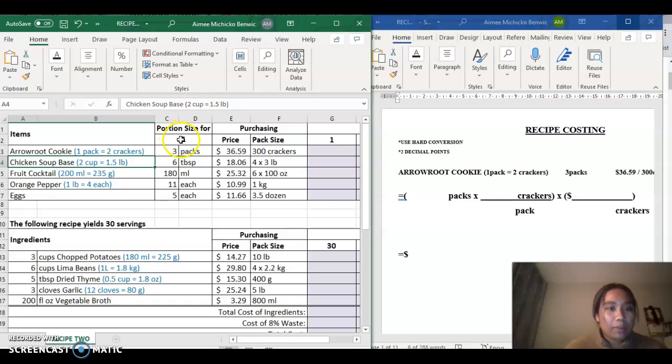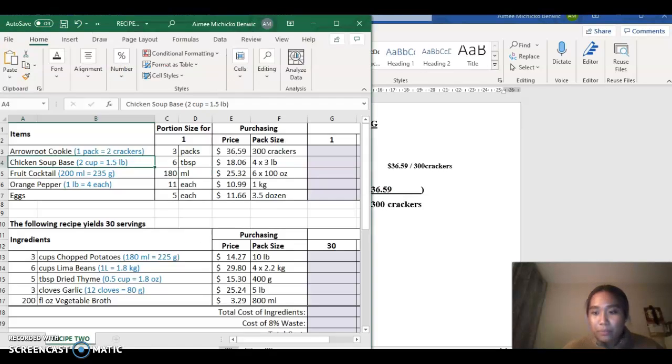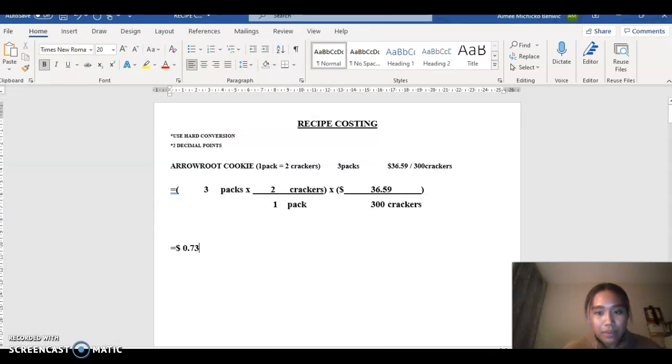I'm going to cost for one. Here's the portion size, the price, and then the size of the items. Let's start with the first item, which is the arrowroot cookie. I have three packs here, and in one we don't need to convert anything because the weight equivalency is already given. There are two crackers in one pack, so let's copy the price of $36.59 per 300 crackers, and that gives us 73 cents. Let's pop this into our Excel.